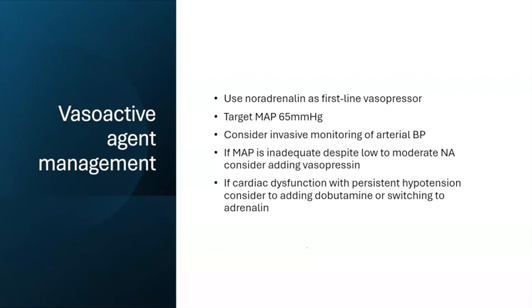And consider invasive monitoring of arterial blood pressure, not a normal BP cuff. Early arterial line placement is better. If the MAP is inadequate despite low to moderate noradrenaline infusion, consider vasopressin. Don't go for a higher noradrenaline dose very early, like 1 microgram per kg. Start with a moderate dose and then go for vasopressin earlier if the MAP is still inadequate. If you think the patient has cardiac dysfunction, like myocardial infarction or myocarditis, and hypotension persists, adding dobutamine is better, or switch to adrenaline.